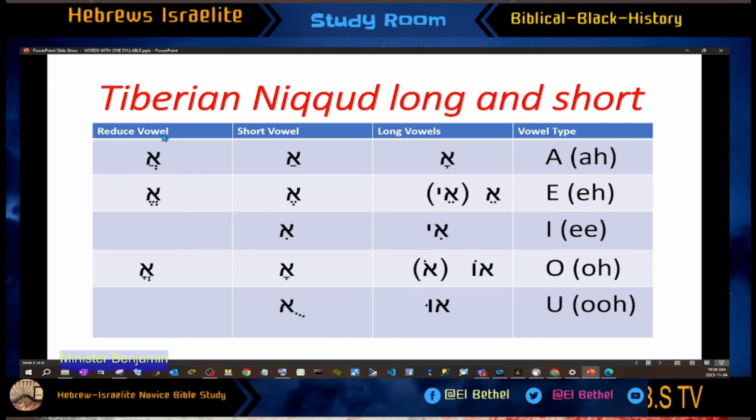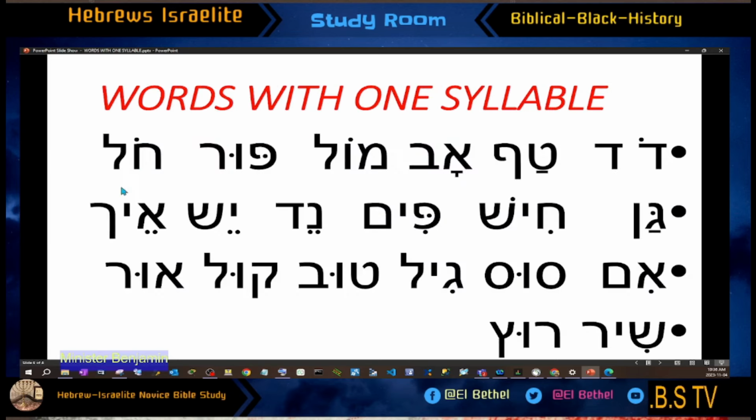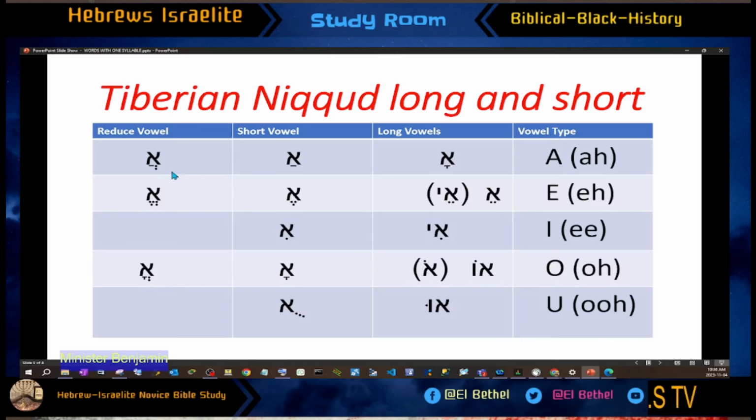Now you have reduced, you have short vowels, just like English has short vowels. English doesn't have reduced, but it has short vowels. Long vowels, English has long vowels, right? And this is what it sounds like. So you don't have to get confused by these, right? All the A class vowels sound like ah. That's it. Whether it's reduced, short, or long, it's going to be ah. Easy peasy. Not A, but ah.